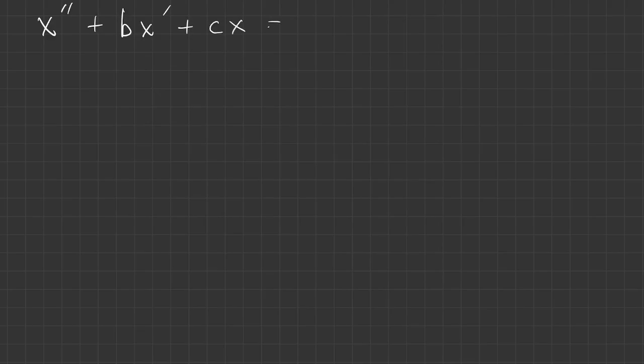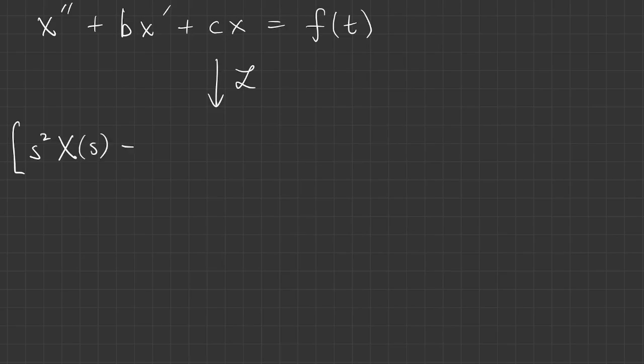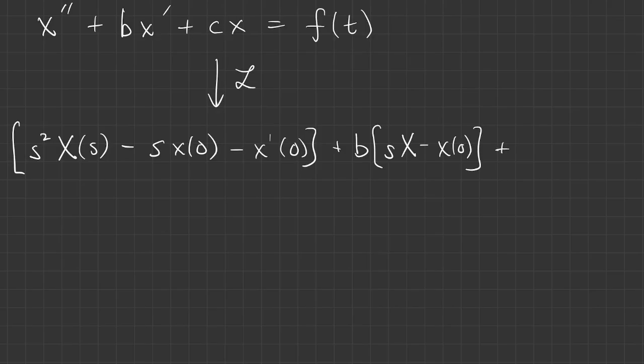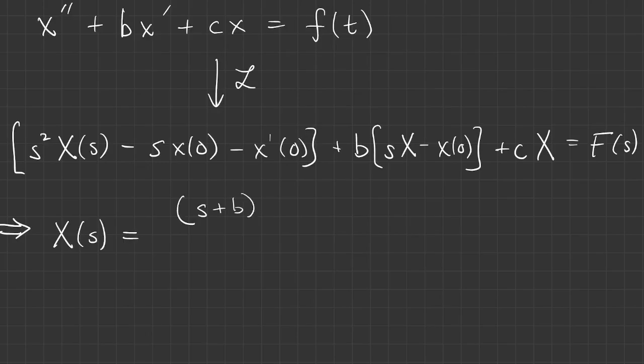So here's our linear constant coefficient equation. When I take the transform of everything, for the second derivative, we get s squared times capital X minus s times the initial condition of X minus the initial X prime. And then we take the transform of X prime, which we've done before. So this all can be solved for capital X. I'm going to write it as two separate terms over the same denominator.